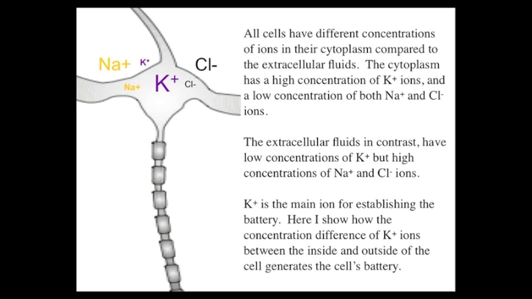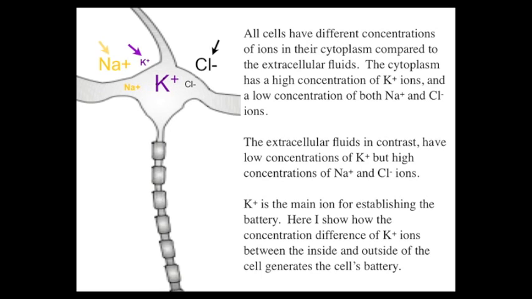All cells have different concentrations of ions in their cytoplasm compared to the extracellular fluids. The cytoplasm has a high concentration of potassium ions and a low concentration of both sodium and chloride ions. The extracellular fluids, in contrast, have low concentrations of potassium but high concentrations of sodium and chloride ions. Potassium is the main ion for establishing the battery.